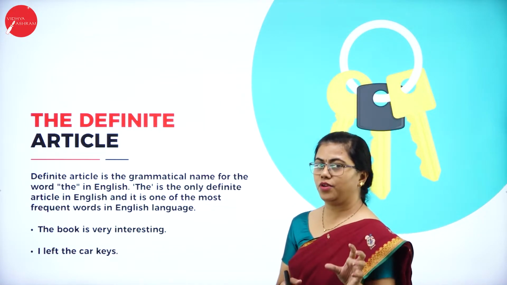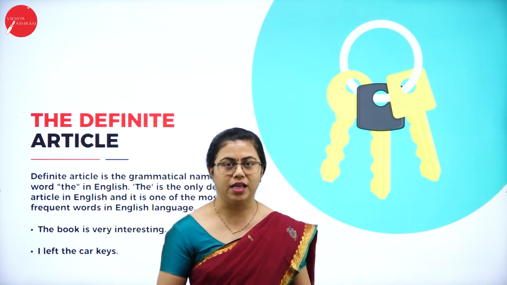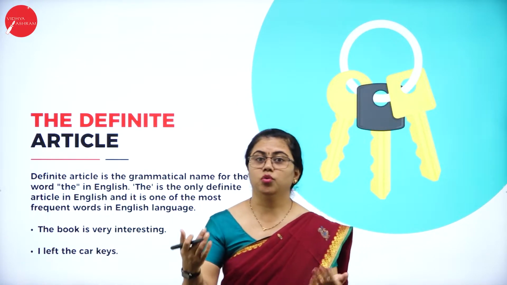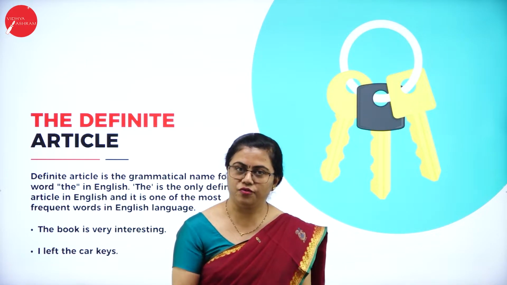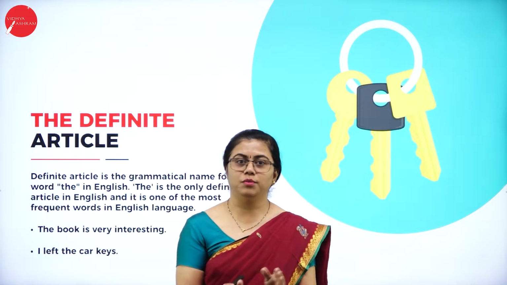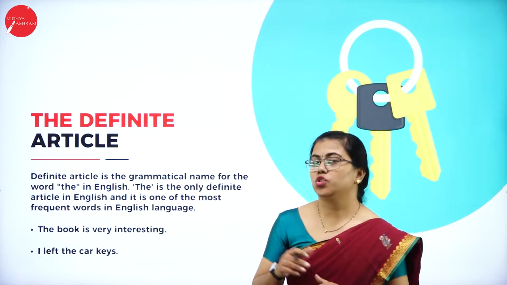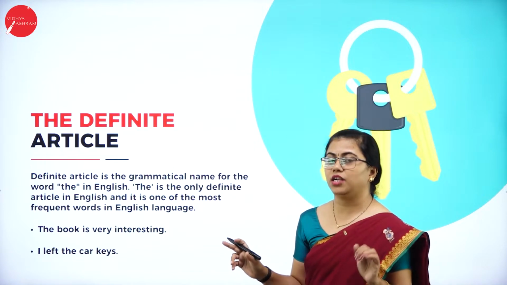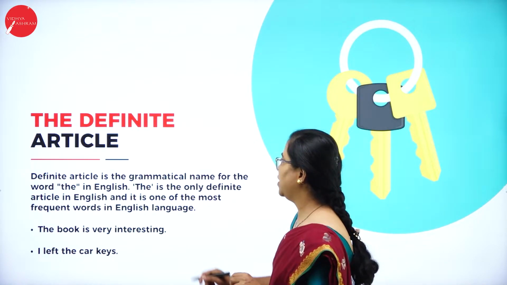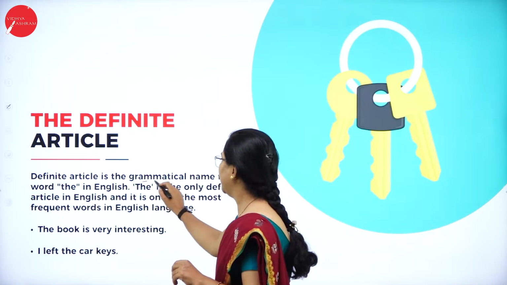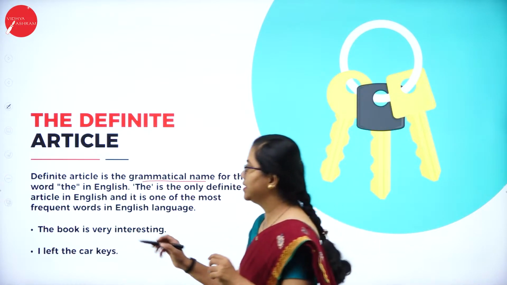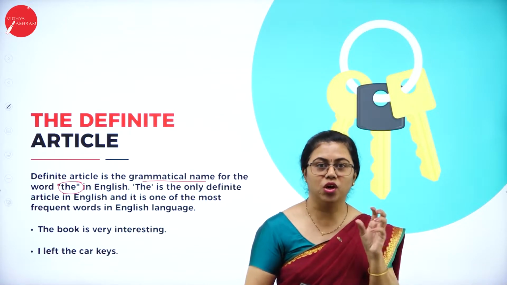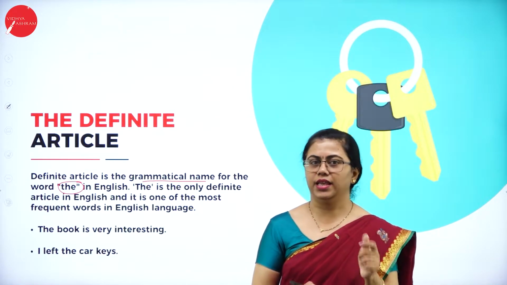By the word definite, you can understand the meaning. It means you know what you're talking about. Whatever you're referring to, you are aware of it. I am definite, I know confirmedly that I'm referring to this thing. That is called definite. Any article that refers to something that we already know is called a definite article. It is just the grammatical name for the word "the" in English. So "the" is the only definite article in English.